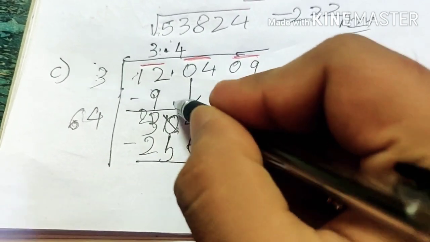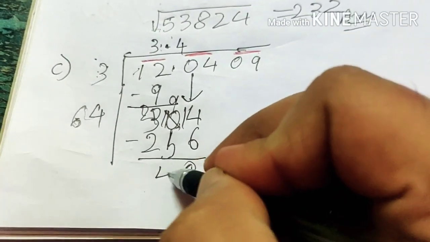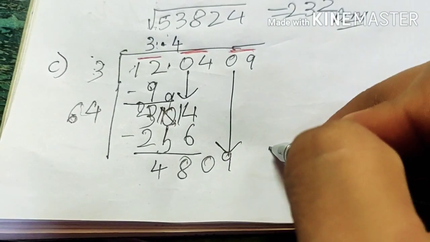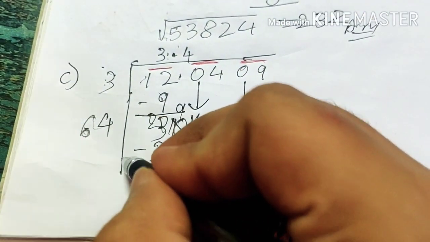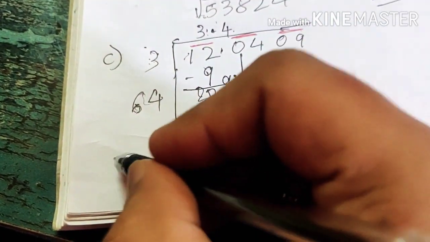We get 2, 9 and 1, it will come 8, 4, 0, and then taking this 0, 9 down, 34 twos are 30. We will write the double of this number here. 34 double is 68.